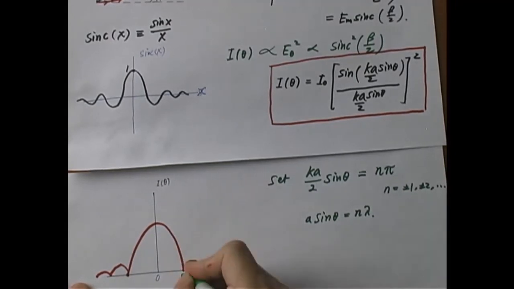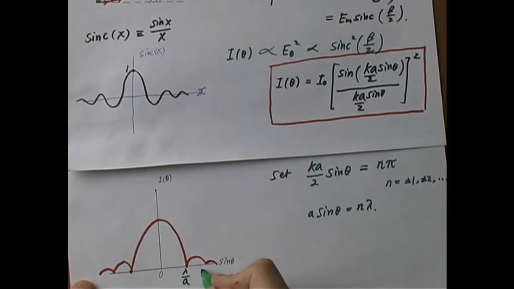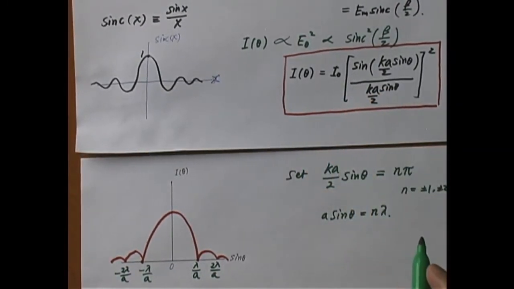So for the very first one, what is sine theta equal to? For the very first one, n equals 1, so it's lambda over a. What about the next one? The next one is 2 lambda over a. Now what about over there? That will be negative lambda over a, symmetrical. And then negative 2 lambda over a, and so on. So these are the minima. Now the maxima are somewhat more difficult to obtain.